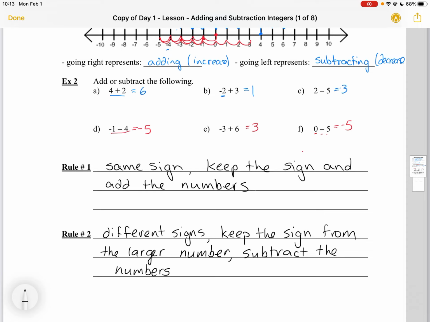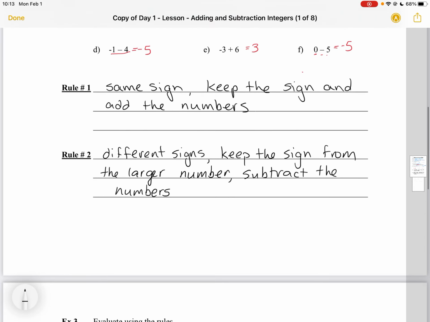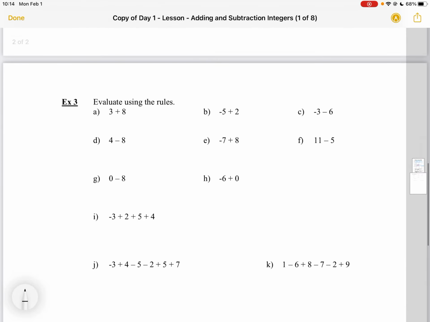So let's do some examples to see how those rules work. Rule 1: same sign, keep the sign and add the numbers. Rule 2: if they have different signs, keep the sign from the larger number and subtract the numbers. So let's do a couple of examples here.